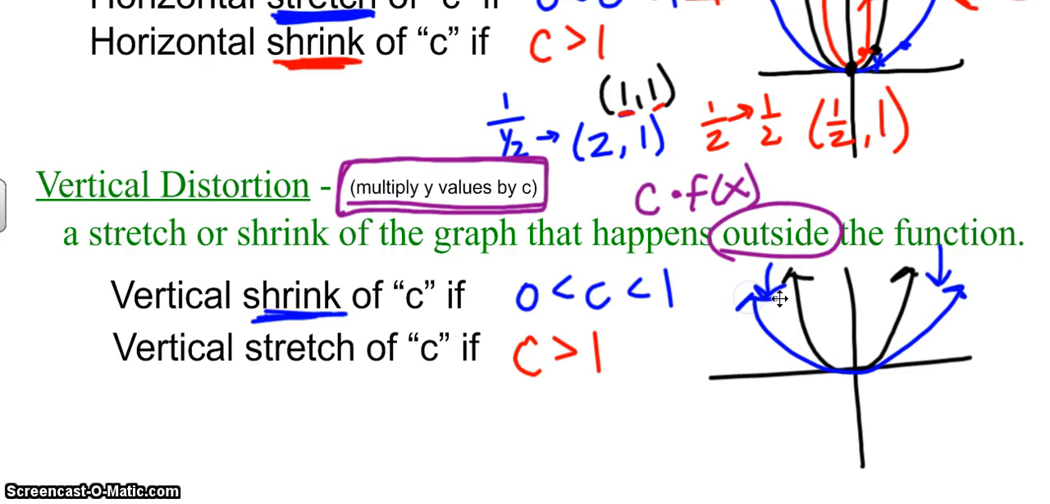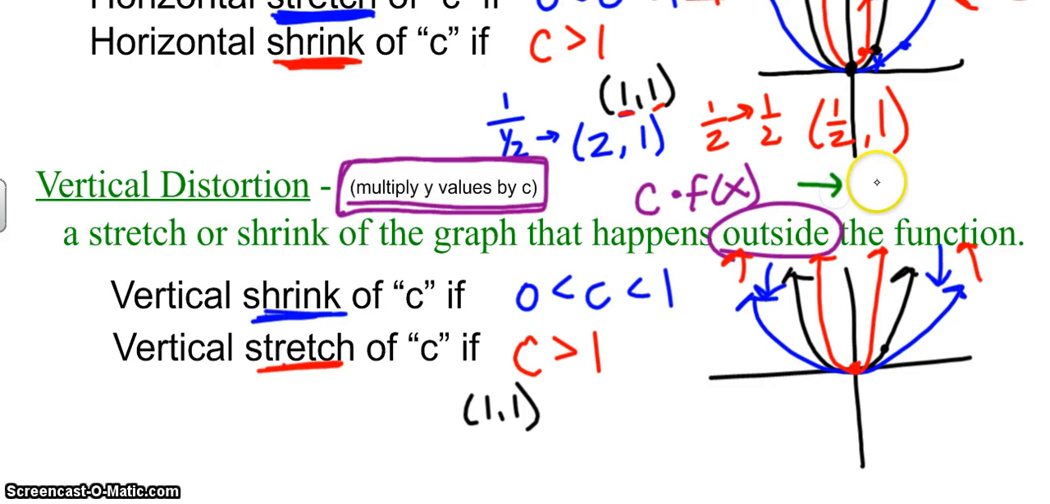So our graph is going to be a little bit shorter. A vertical stretch means you're going to be pulling that upwards, kind of like taffy, and it's going to be much taller. So again, if I take the point (1, 1), and let's say our function was 4 f of x, so let's multiply the y values by c. So now I'm going to have (1, 4), which should result in a vertical stretch because 4 is greater than 1.